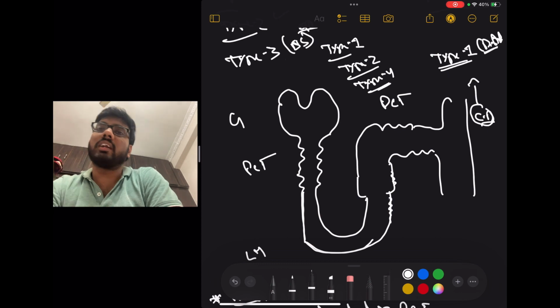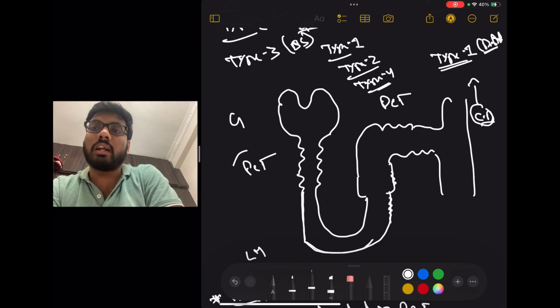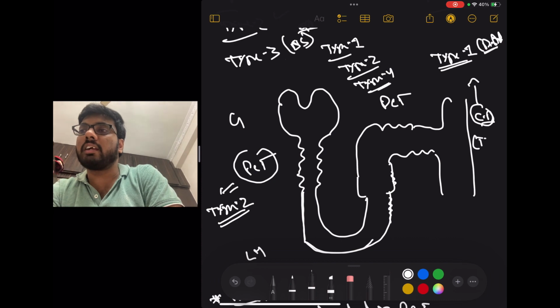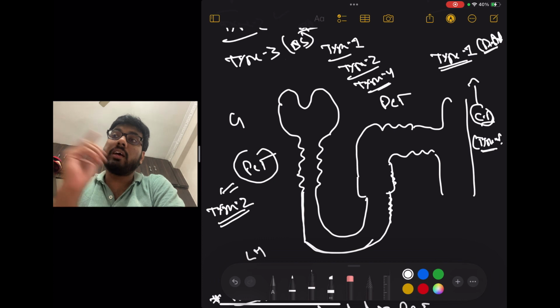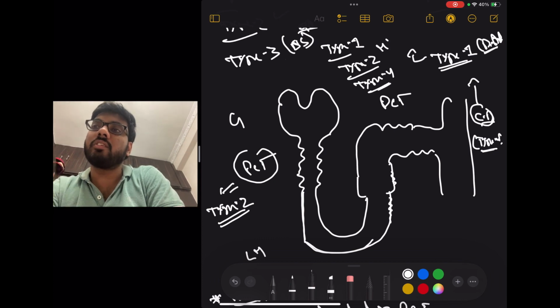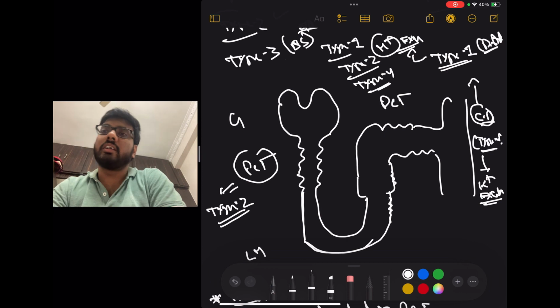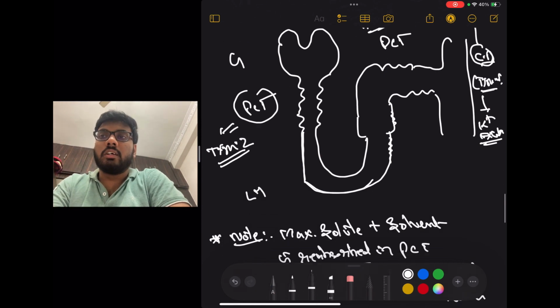Okay, why is it called type 1? Because it was first discovered, that's why it is called type 1. Type 2 is proximal RTA, that is the defect is in the PCT. This is type 2 RTA, which is also called proximal RTA. Type 4 RTA is again a defect in the collecting duct only. Then what is the difference between them? Remember, type 1 RTA is an H+ excretion defect, whereas type 4 RTA is a potassium excretion defect. Okay, potassium excretion defect I will explain in detail when we come to type 4 RTA, right?